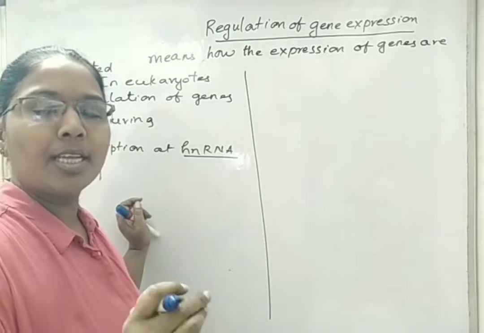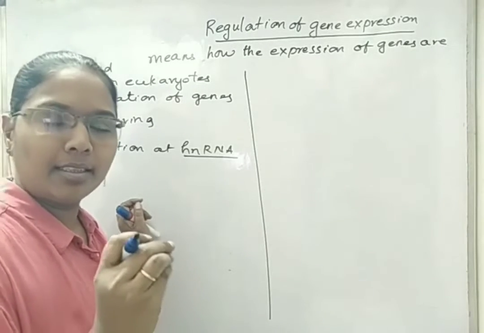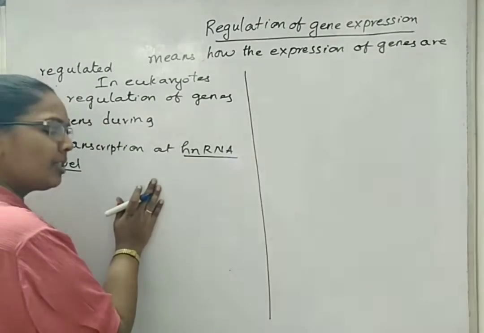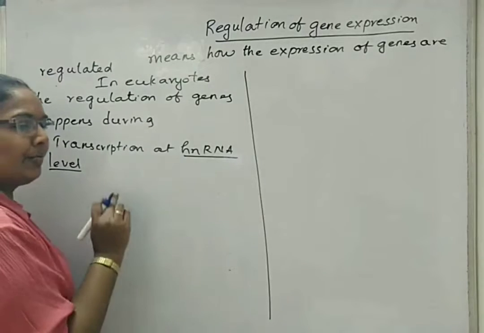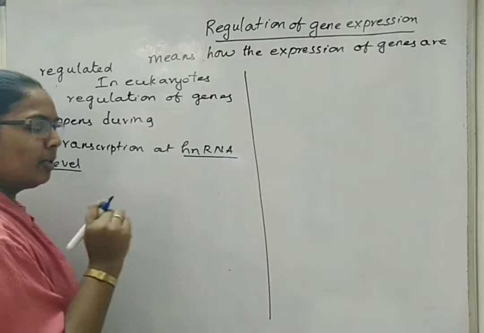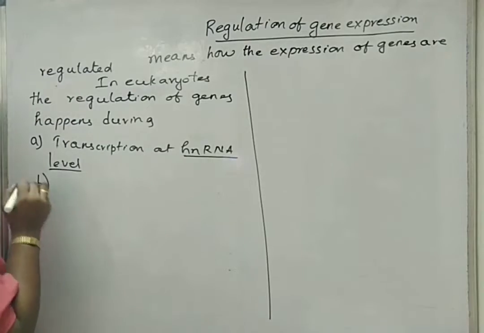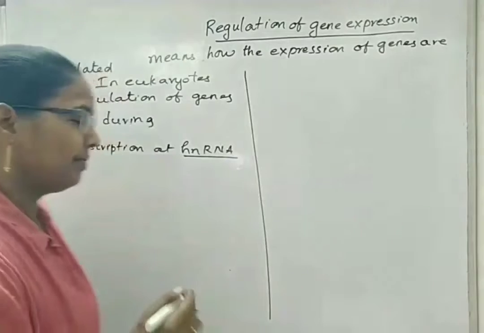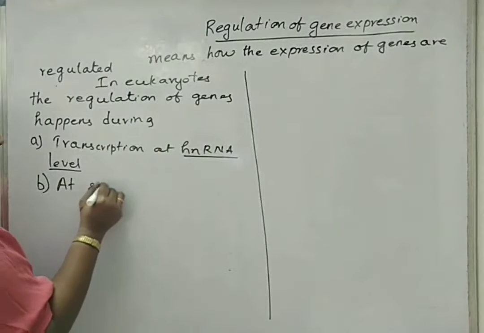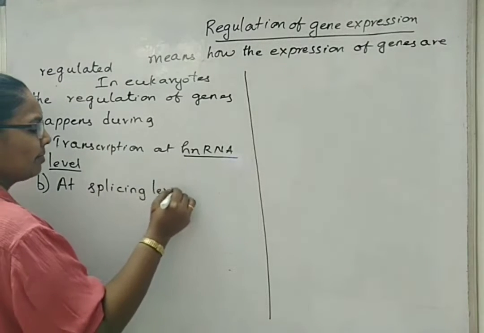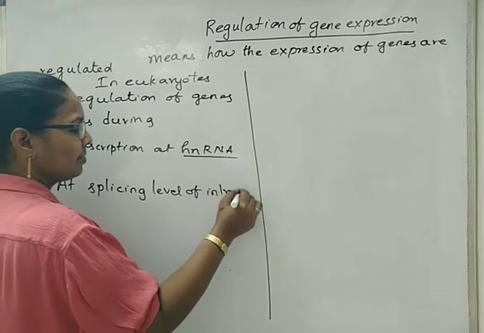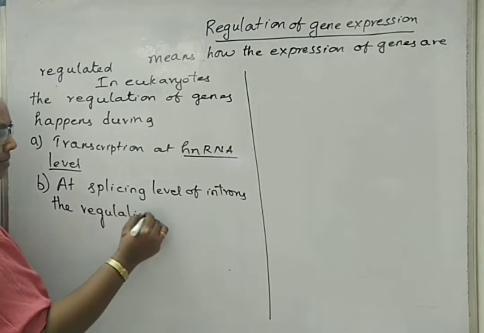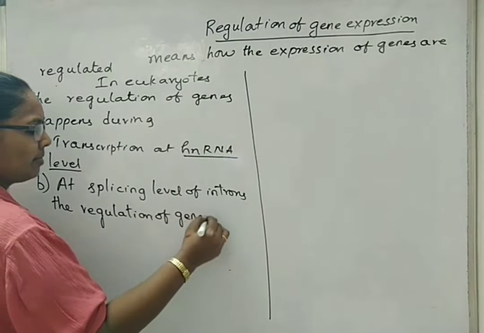We know that introns are non-coding sequences, so those have to be produced less in number. In case of split genes, we see one intron is present between two exons. Second one, at the splicing step also, regulation of genes will happen. At the splicing level of introns, the regulation of genes happens.